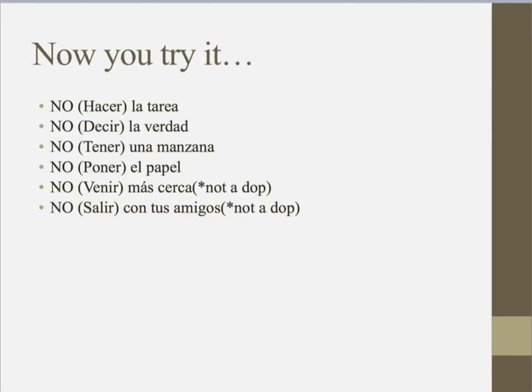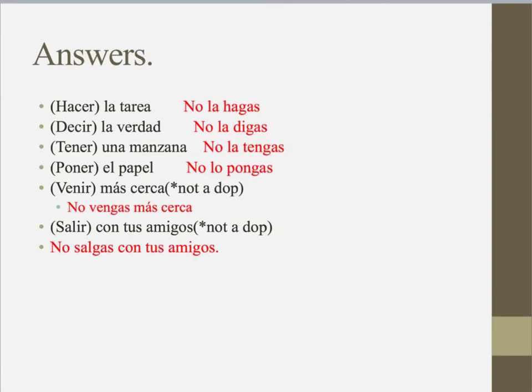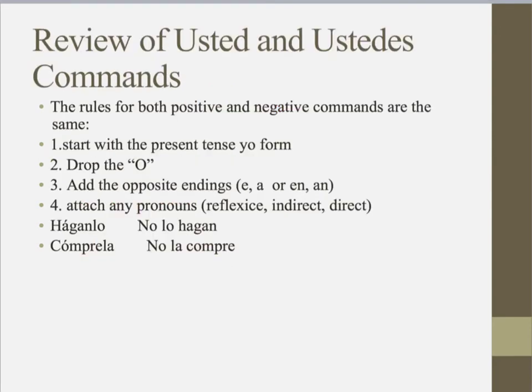Now you try it. So you take these and you make these negative. Here are the examples. We have no la hagas, no la digas, no la tengas, no la pongas, and no vengas más cerca. Notice that here I didn't replace these things because they are not DOPs. Notice that in here the pronouns are sandwiched.